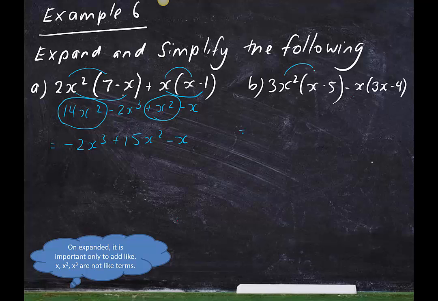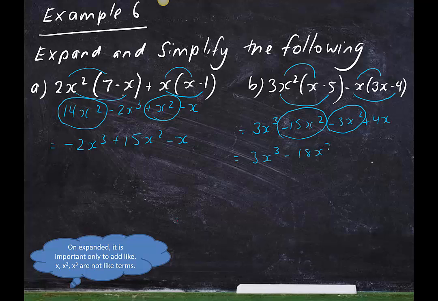B. Okay, so we've got 3x squared times x is 3x cubed. 3x squared times minus 5 is minus 15x squared. This is where you'll come into mistakes timesing a negative out the front. Minus x times 3x is minus 3x squared, and minus x times minus 4 is plus 4x. Now, collecting the like terms, we're going to write the 3x cubed first. It's got the highest power. Then we're going to go minus 15x squared minus 3x squared is minus 18x squared.